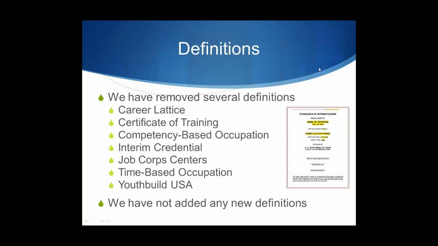There are a set of definitions in the document. There are several definitions that are yellow highlighted. Again, you have the option to remove them, modify them, or leave them in. We've chosen in all of them that are yellow highlighted, which are career lattice, certificate of training, competency-based occupation, interim credential, Job Corps centers, time-based occupation, and YouthBuild USA, to remove those definitions, and we have no additional definitions. So as you go through the definition section, the yellow highlighted ones have all been removed. The rest have been left alone with no additional ones.